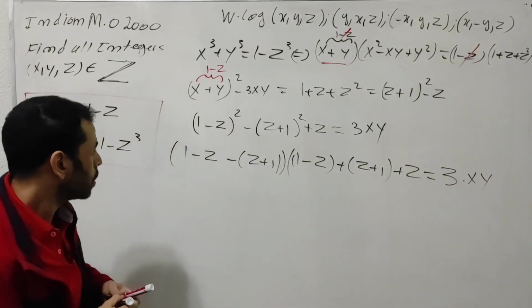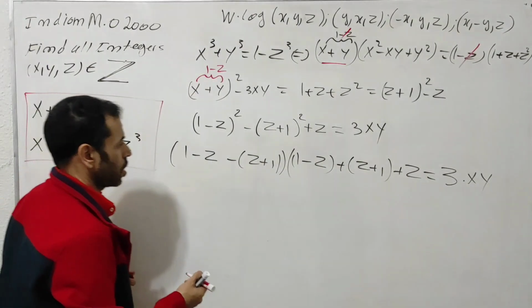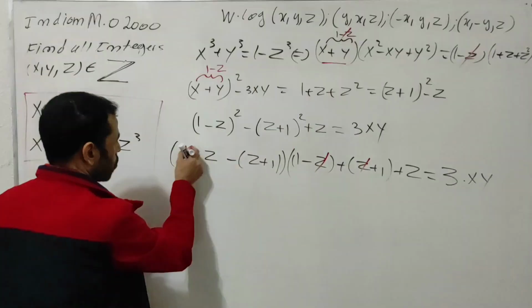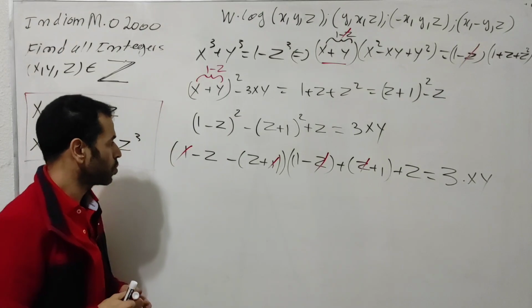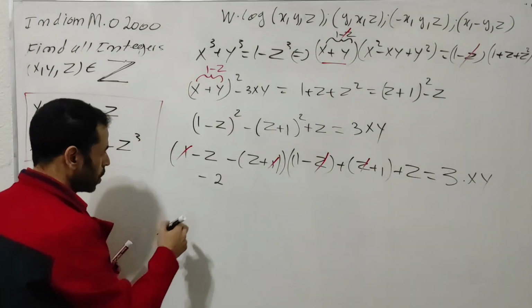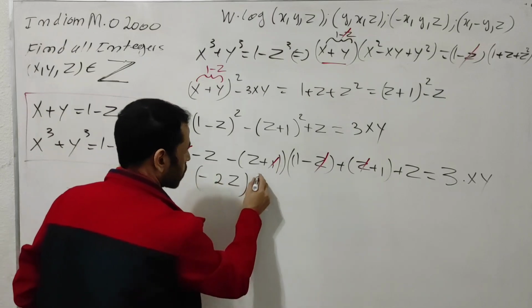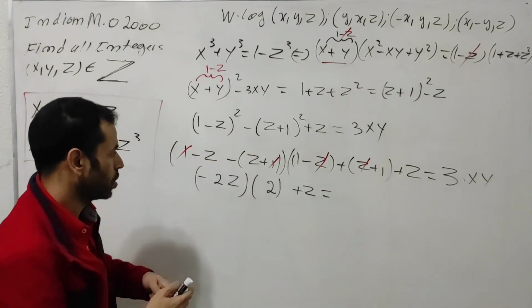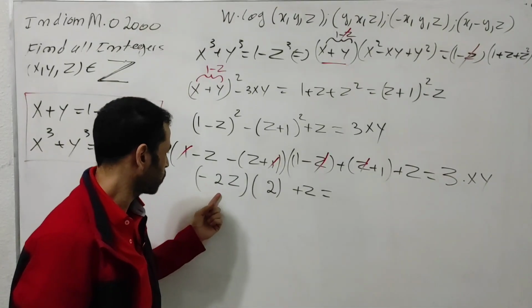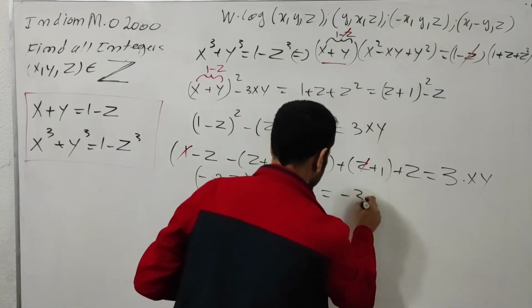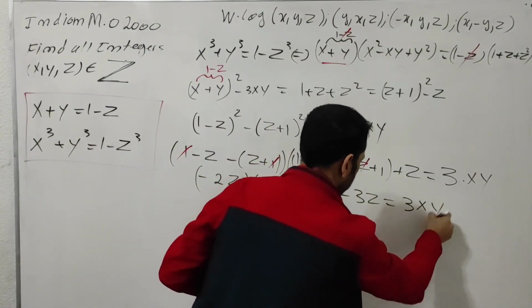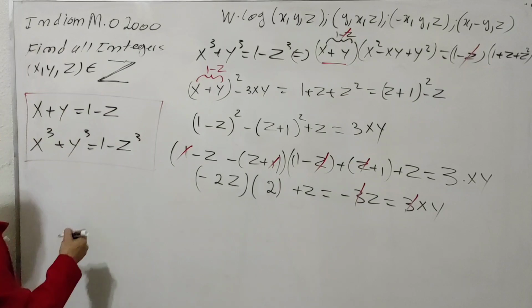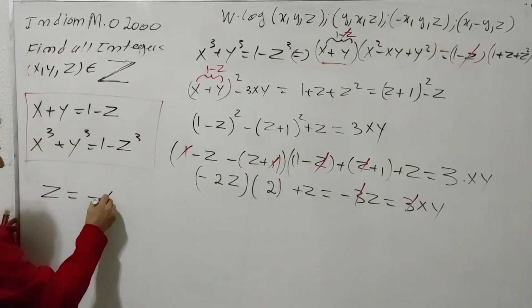Now this minus z will cancel out with this z, and this number 1 will cancel out with this one here, because one is positive and the other one is negative. I will be left with minus 2z times 2, plus z. If I add these, I have minus 4z plus z, which is minus 3z, equals 3xy. The number 3 cancels from the left and right side of this equation. I will get z equals minus xy.